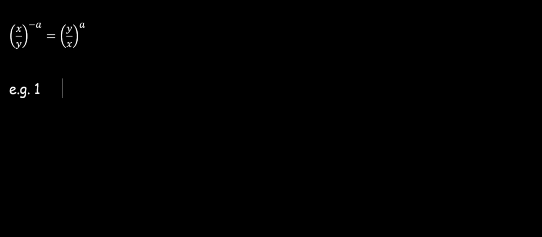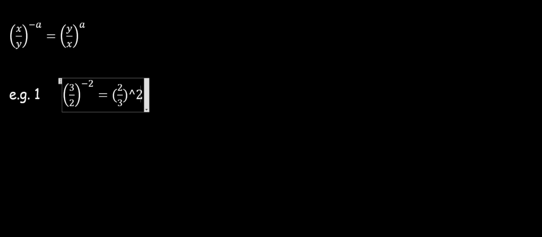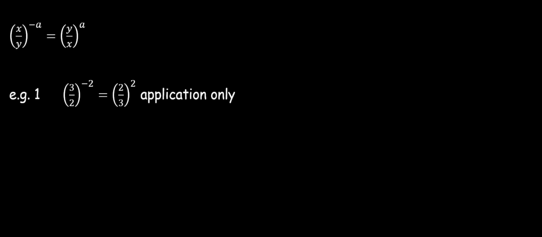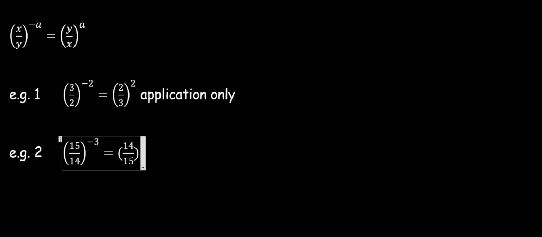Example 1. 3 over 2, then we close our bracket, raised to power minus 2 is equal to 2 over 3, open and close our bracket, raised to power 2. Application only. Example 2. 15 over 14, open and close bracket, raised to power minus 3 is equal to 14 over 15, bracket open and close, raised to power 3. Another law.